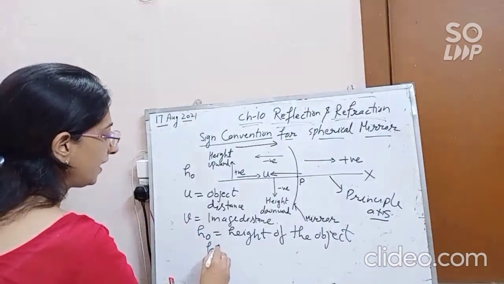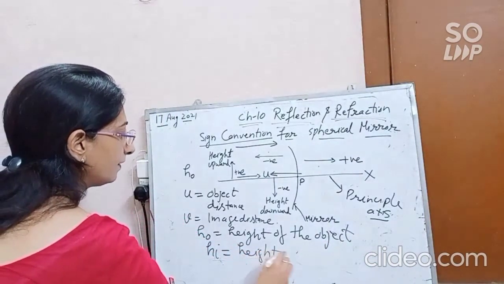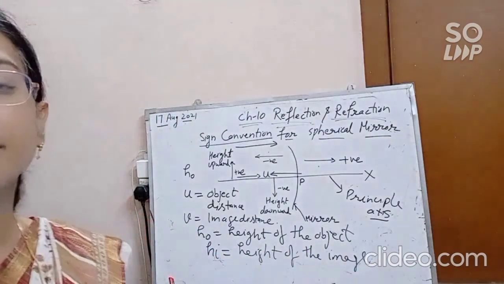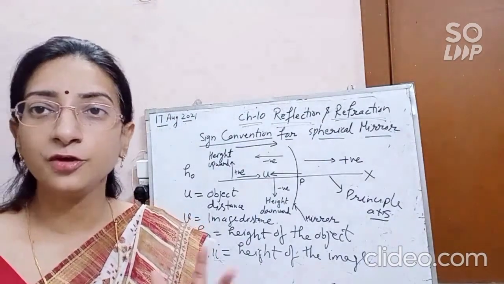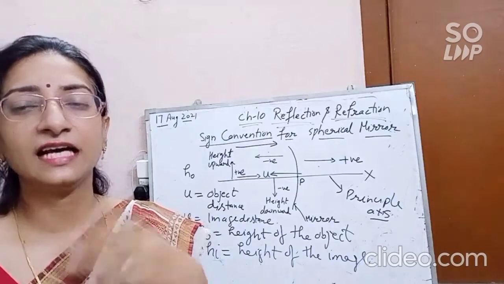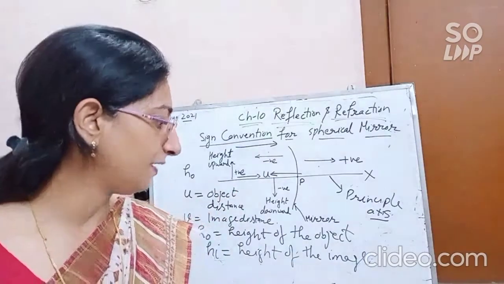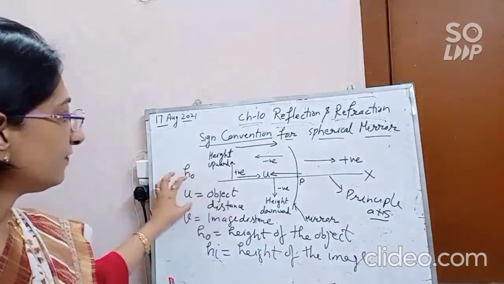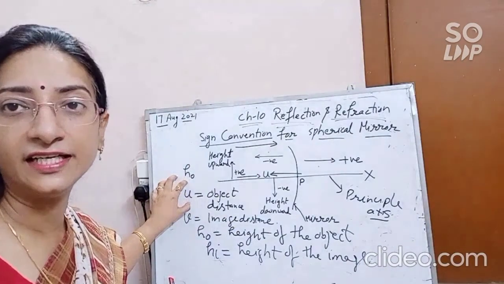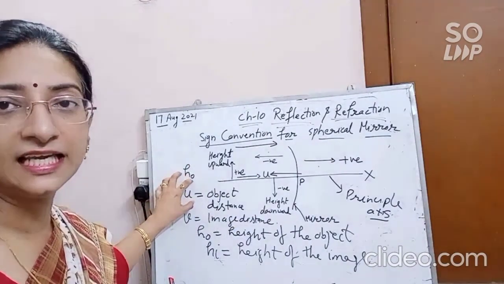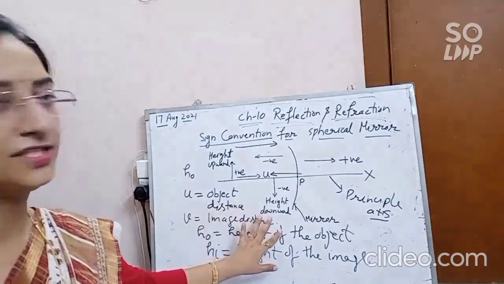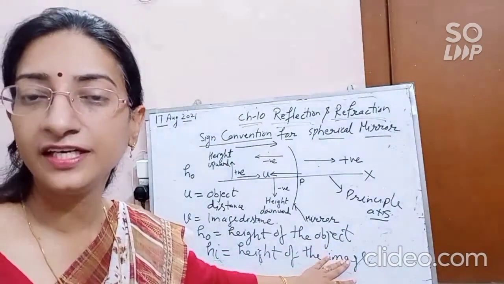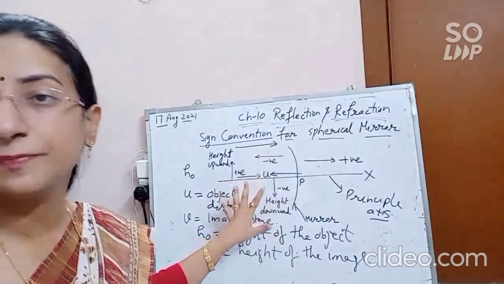and HI, the height of the image. We use these sign conventions when solving numericals regarding mirrors, whether concave or convex. I repeat again: the object distance we take as U, and U is always negative. Remember this. V is the image distance, HO is the height of the object, and HI is the height of the image formed.